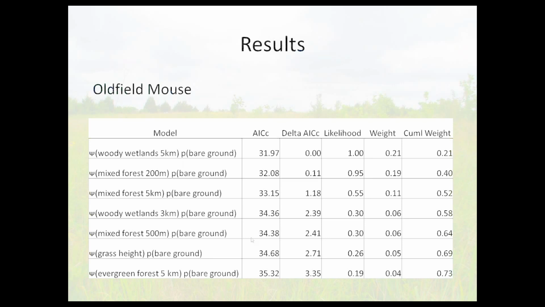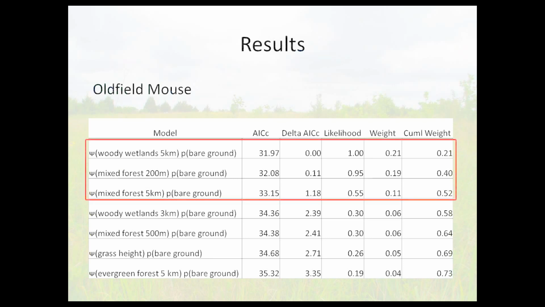We ran a null model as well with these data, and so the fact that these models, even though they don't have a lot of AIC weight, there's a lot of model uncertainty. There is some indication that given that the null model is not receiving support, that some of these covariates may actually be useful predictors of occupancy of old field mice. We did find that woody wetlands at 5 kilometers, so the more woody wetlands you had in a 5-kilometer area, the less likely a site was to be occupied. We found that mixed forests surrounding a site maybe had some positive influence on that occupancy.